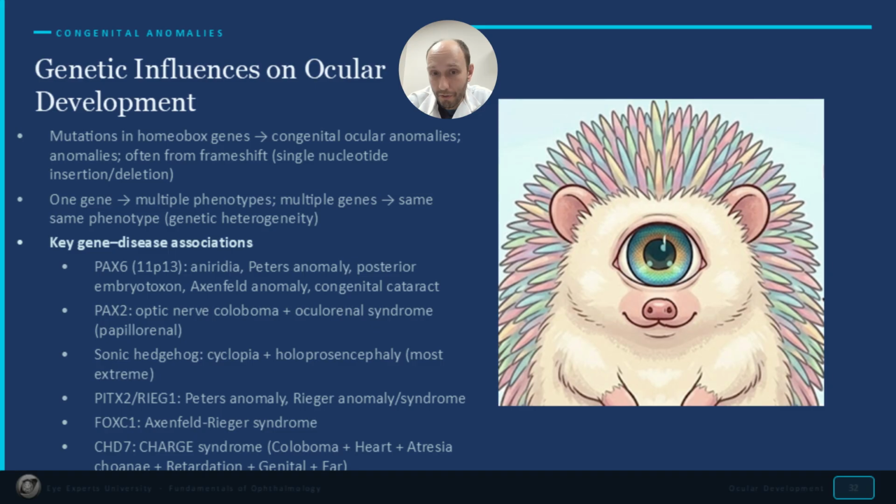PITX2 is also associated with Peters anomaly and Rieger anomaly, so another version of anterior segment dysgenesis. FOXC1 is Axenfeld-Rieger syndrome, also anterior segment dysgenesis. And CHD7 is the CHARGE syndrome, which is coloboma, heart defects, and atresia.